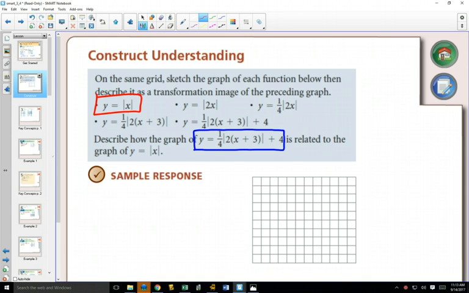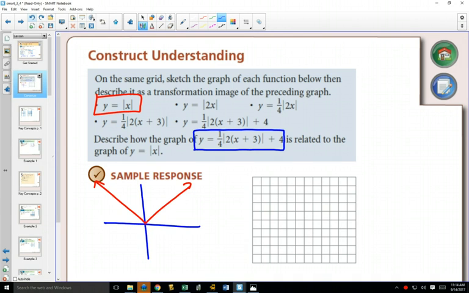So what we're going to do is we're going to go from the red graph, and we're going to start by graphing your parent graph. So here, I know that the absolute value of x, whoops, that's not red. There we go. I know that my parent graph, my absolute value of x looks like this.